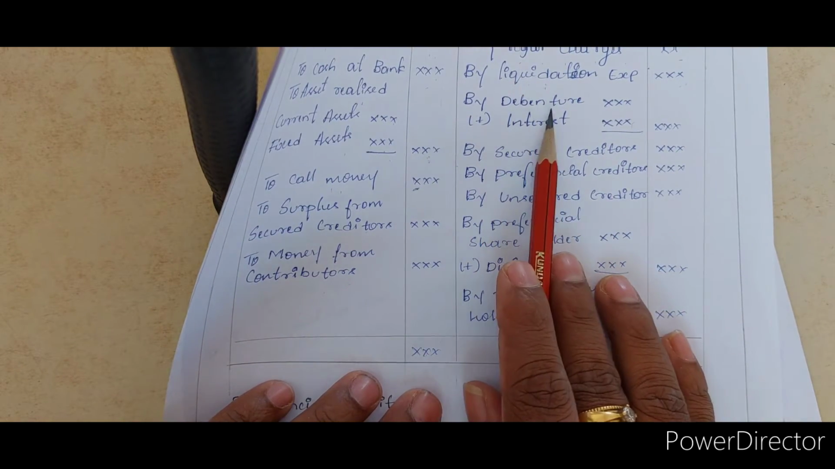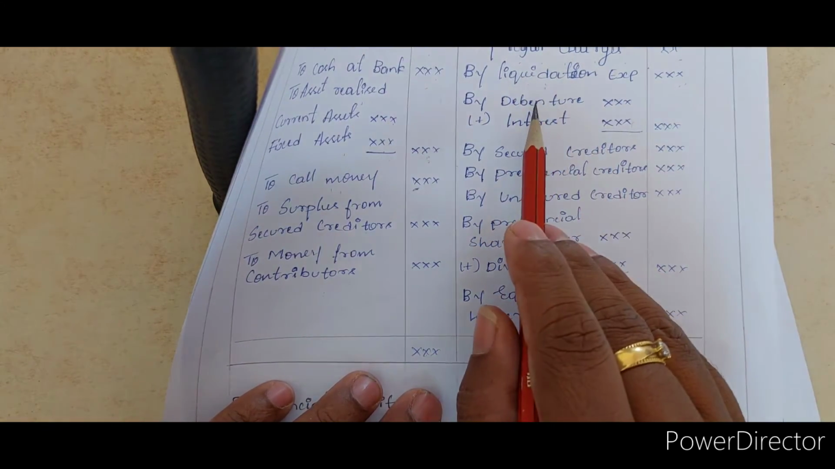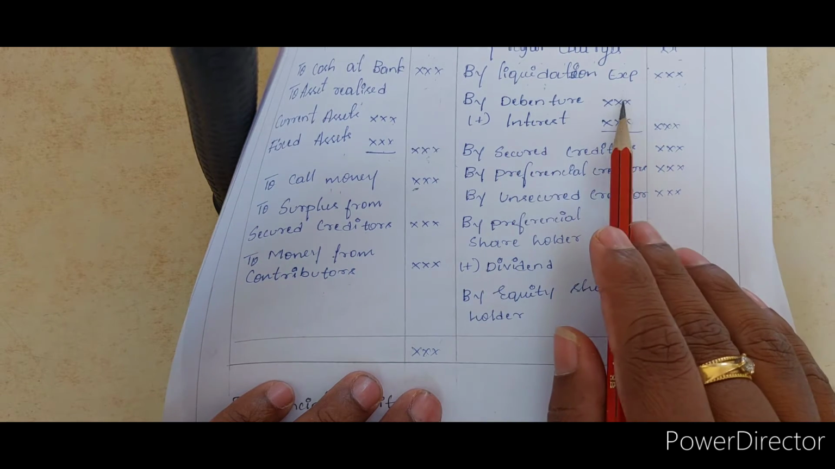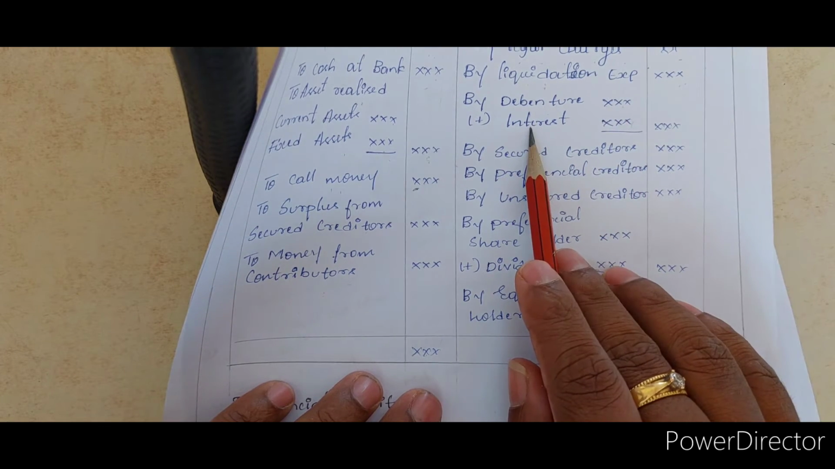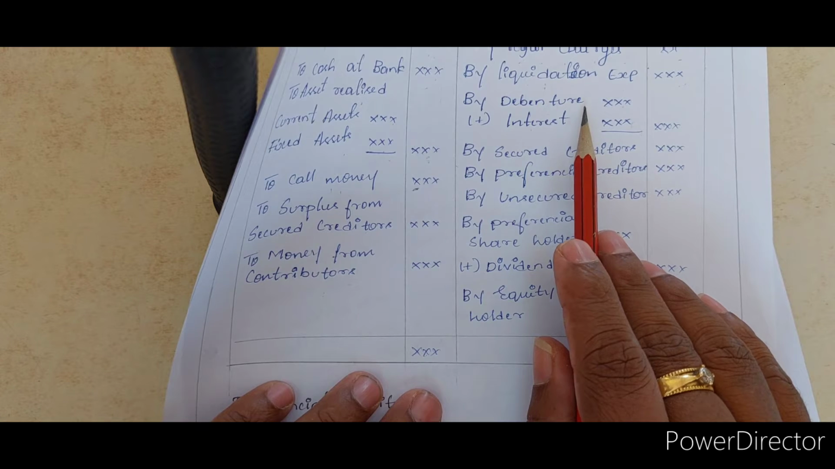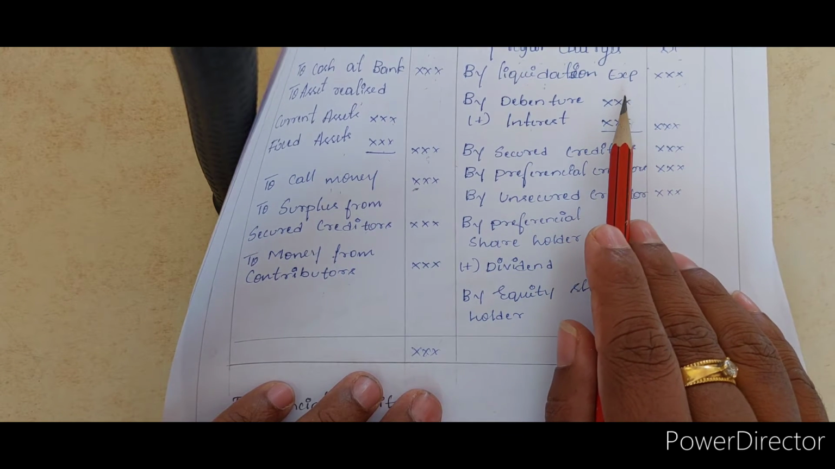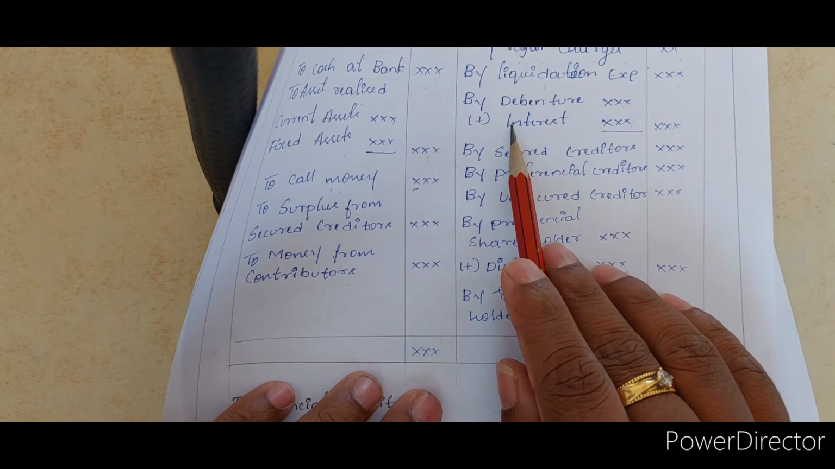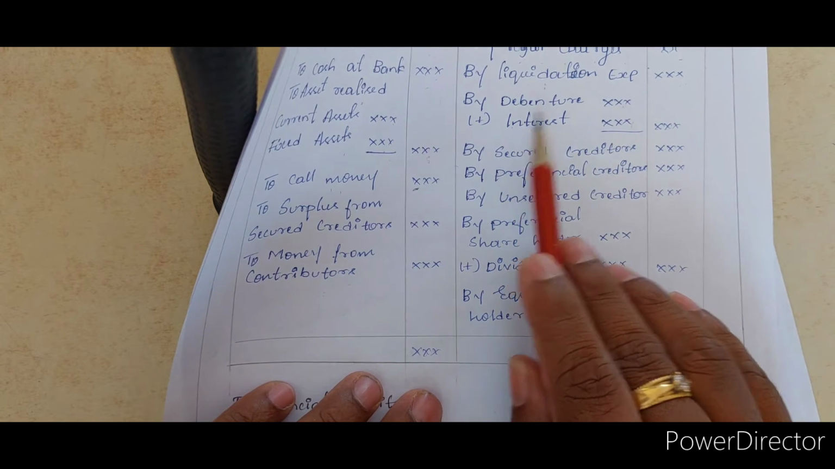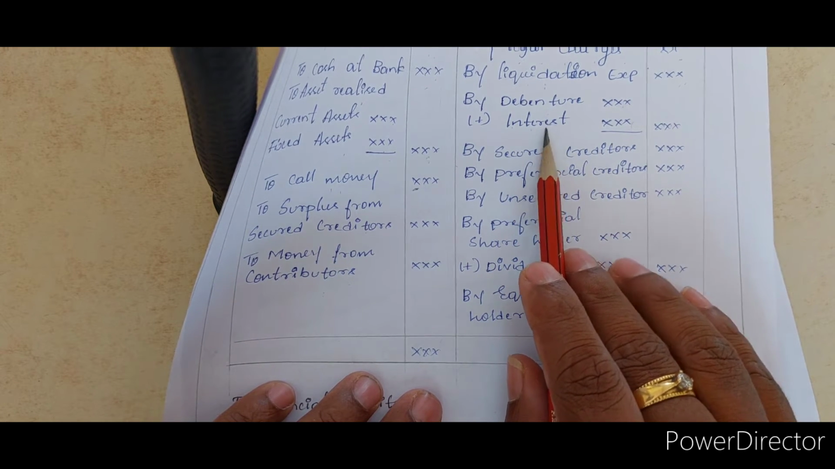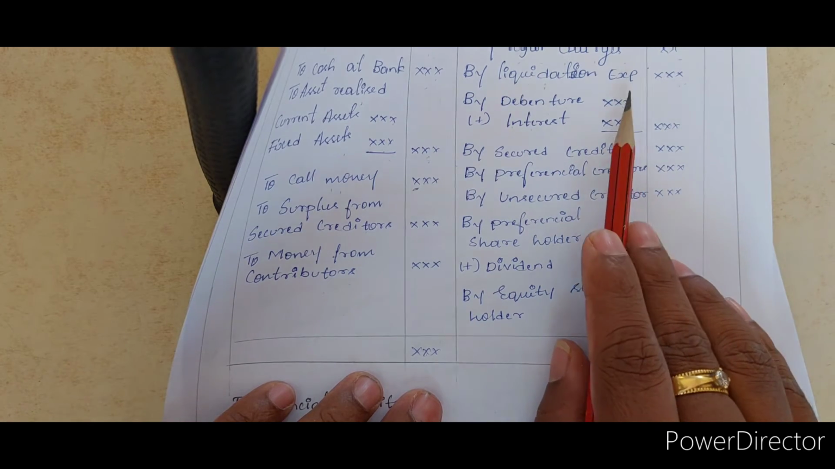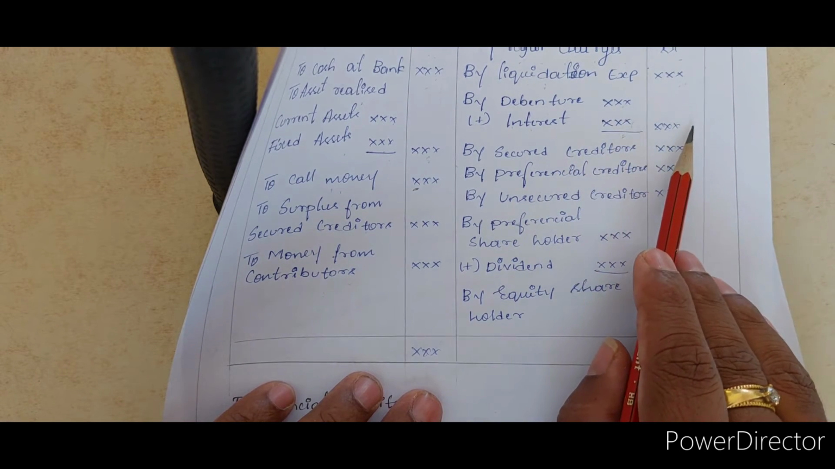The next priority is the debenture. Okay, debenture. For example, 10% debentures 1 lakh. So 1 lakh is to be written here, and on 1 lakh, 10% interest is to be calculated. 1 lakh into 10 divided by 100 is equal to 10,000. That 10,000 rupees you need to mention here. 1 lakh plus 10,000 is equal to 1 lakh 10,000.